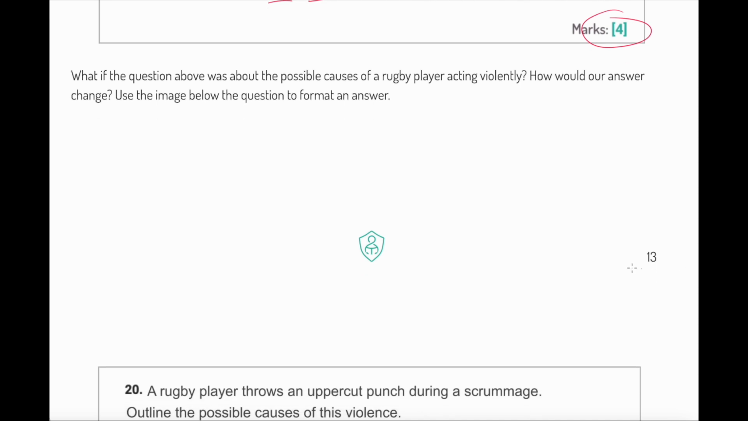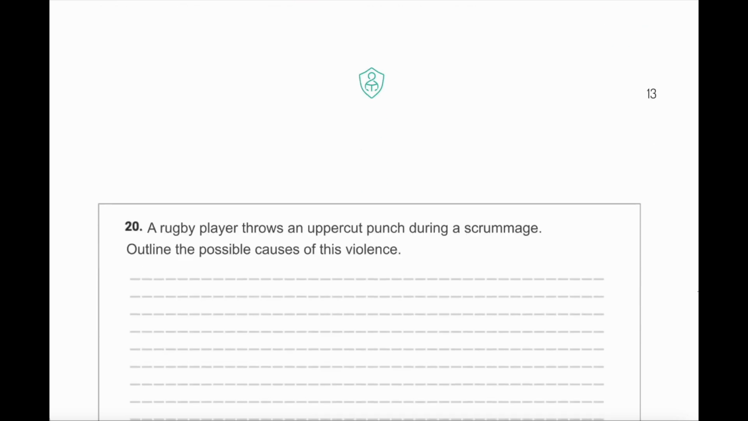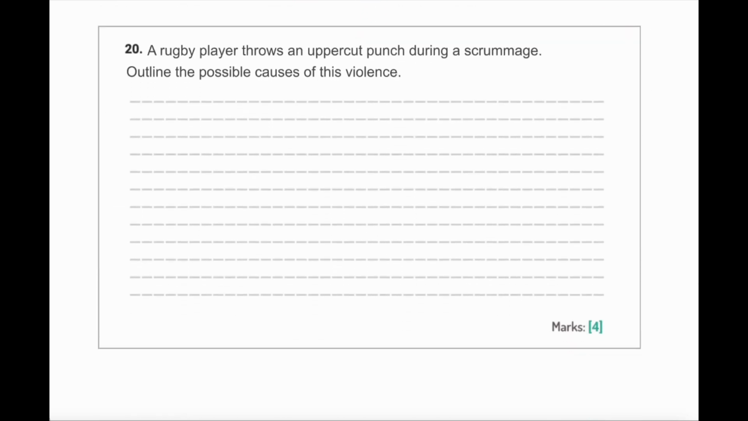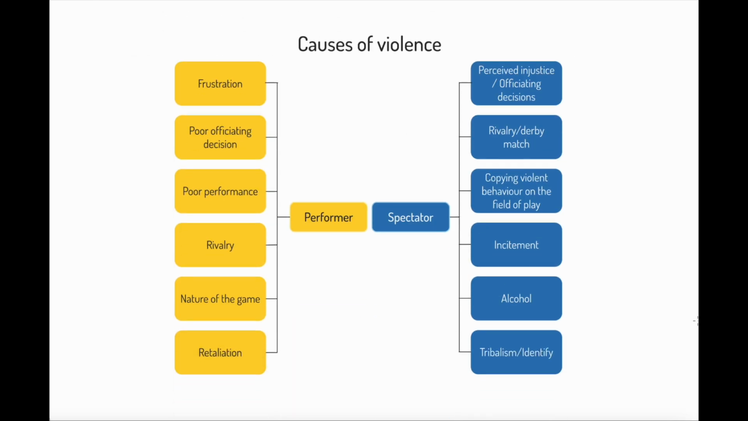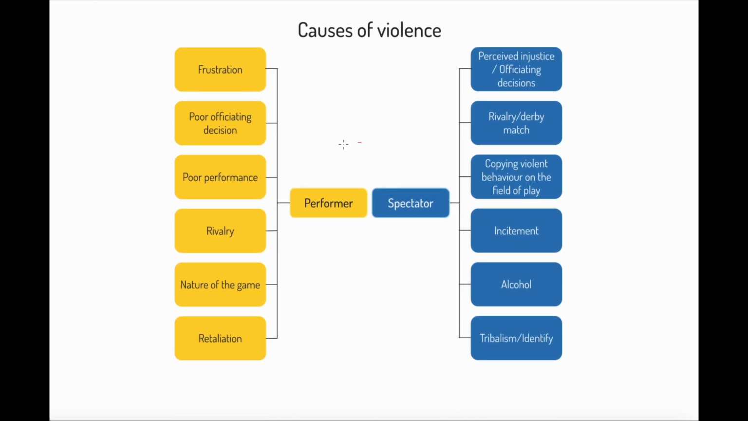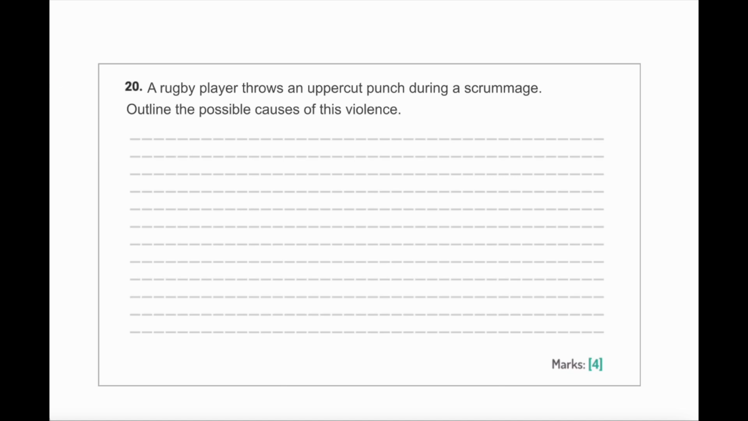Okay, what if the question was about the possible causes of a rugby player acting violently? So exactly the same question, but what happens to the answer? So here we've got basically the same structure of the question. A rugby player throws an uppercut punch during a scrimmage, the same example. Outline the possible causes. Now, in order to answer that, we've got the possible causes down here. And obviously we want to go on this side because it's the performer side. So let's go for what this could be. So they're throwing a punch. So what can we go?